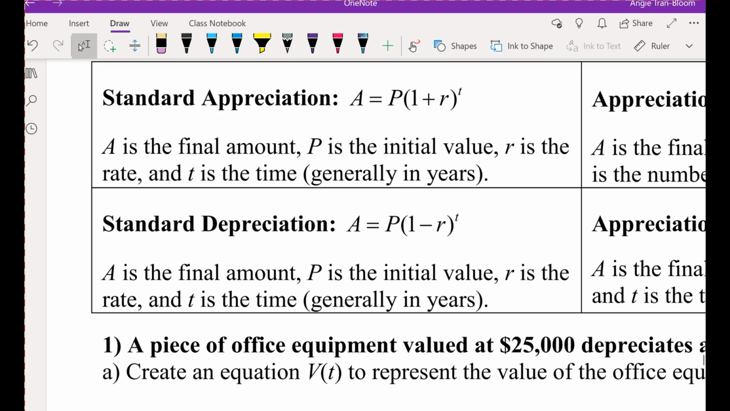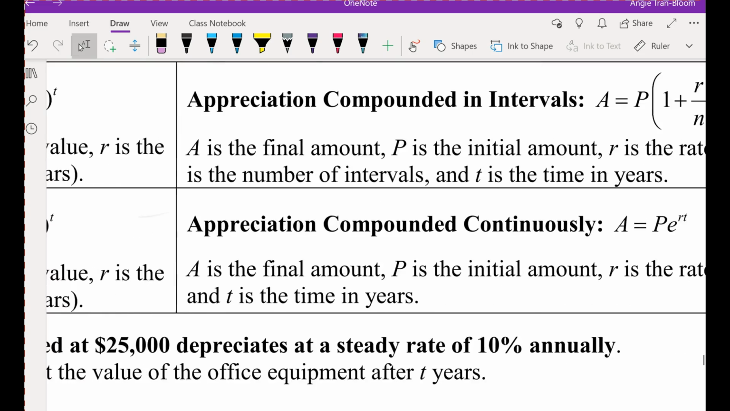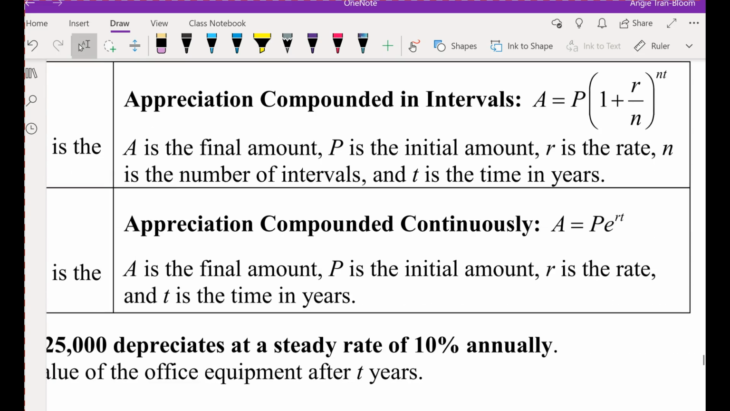Now, if it's appreciation, then what's your rate? Positive or negative? Positive. If it's depreciation, that means your rate is negative. So that's why you see a 1 plus a negative rate right there, or 1 minus R. Now over here, some fancy thing going on.